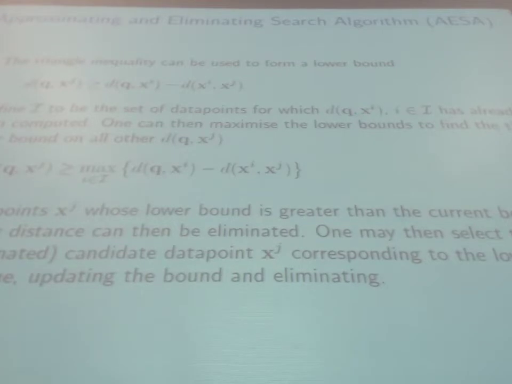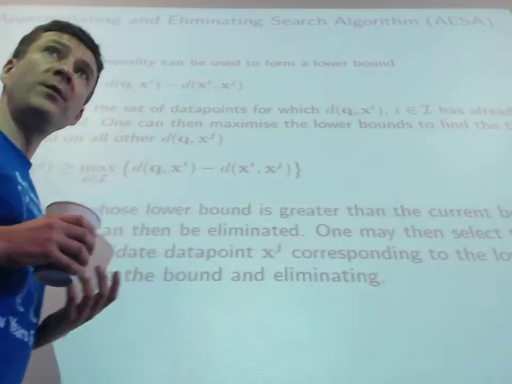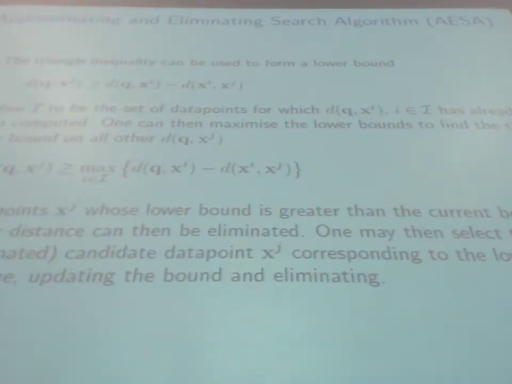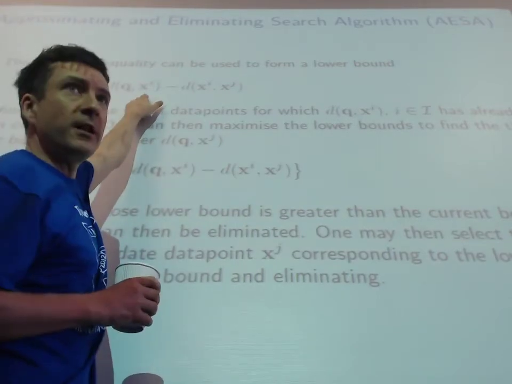So I think this is where we got to last time. If we define, say, a set of indices I for which you've already computed the distance between q and elements of that list, I, then we could say this is true, we've already computed this distance for each element i of the list.